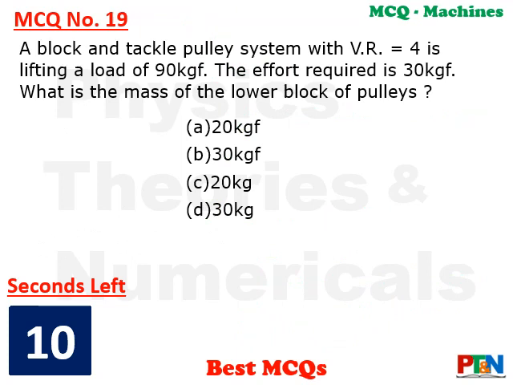Next MCQ. A block and tackle pulley system with velocity ratio of 4 is lifting a load of 90 kgf. The effort required is 30 kgf. Now what is the mass of the lower block of pulleys? Here you can assume that the entire loss of energy is coming from the weight of the lower block of pulleys. So what is the weight of the lower block of pulleys? You have got 4 options. You have got 10 seconds time to find it out. Your timer starts now. If you require more time, please pause the video, take the time, get your answer.